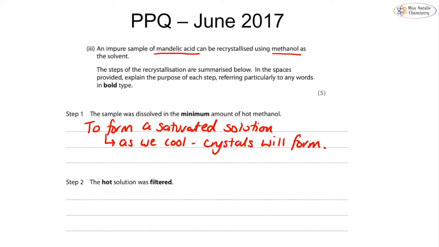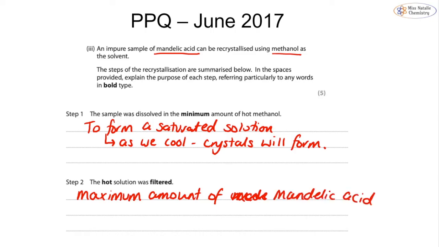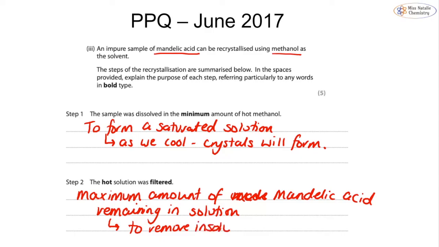Step 2 is then looking at the hot solution being filtered. So of course, why do we want to filter? Well, that's very simple. We want to remove impurities. Why do we want to do it hot? And basically the reason that we do that is so that we have the maximum amount of the mandelic acid remaining in the solution. We don't want any of the mandelic acid to be passed through our filter paper. We want to keep that in the solution. And why do we filter? Well, we filter to remove insoluble impurities. Very important that we know it's for the insoluble impurities, or undissolved, or any solid.